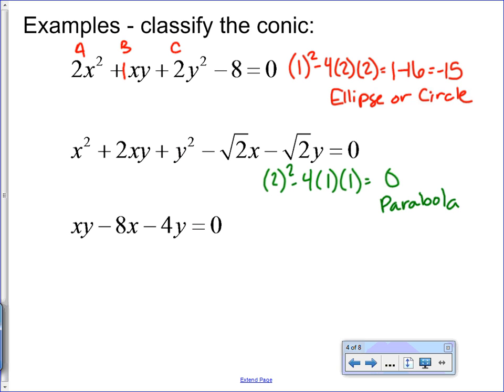On the last equation, all you have is a b term, an xy. So b is equal to 1, and we would do 1 squared minus 4. Since there is no x squared or y squared term, the coefficients are 0 for both of those. So we end with a positive 1 discriminant, which means that must be a hyperbola.